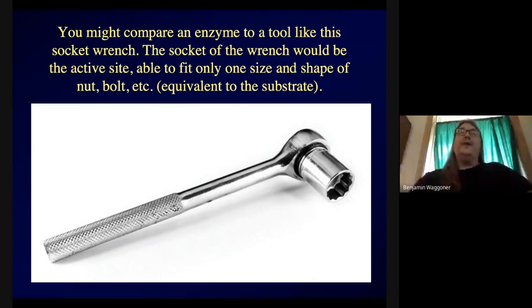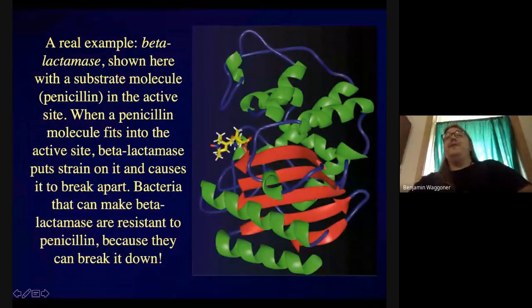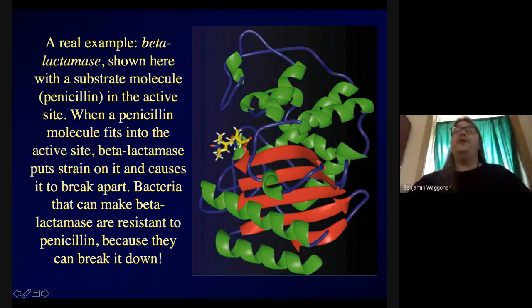Here's a real world example. This god-awful thing is an enzyme called beta-lactamase. The green areas here are alpha helices. The red areas are beta sheets. And then the blue wiry looking stuff are regions of that chain of amino acids that are neither helix nor sheet. And then the thing to the left that looks like a little yellow bundle of sticks, that's a model of a molecule of the antibiotic penicillin.